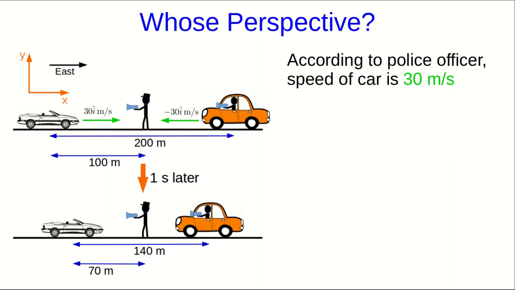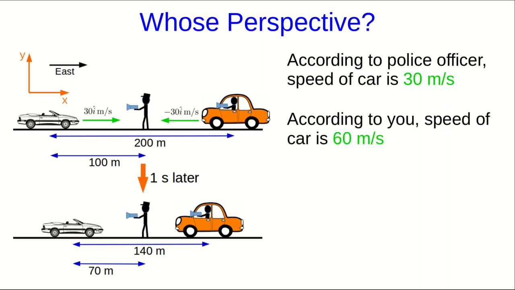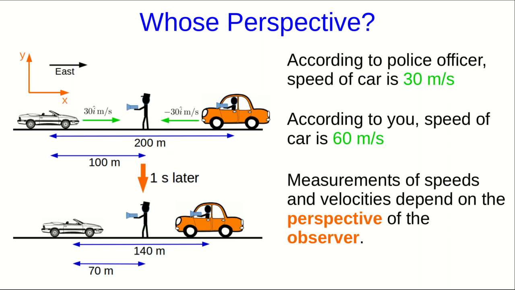At the same time, you're coming in the other direction at 30 meters per second, and you're also measuring the speed of the oncoming car with a radar gun. Of course you are. Doesn't everybody have a radar gun in their car? Well, notice that in 1 second, the distance to the oncoming car decreases from 200 meters to 140 meters. And so your radar gun is going to inform you that the oncoming car is going at 60 meters per second. This illustrates that measurements of speeds and velocities depend not only on the motion of the object being measured, but also on the perspective of the person doing the measurements.